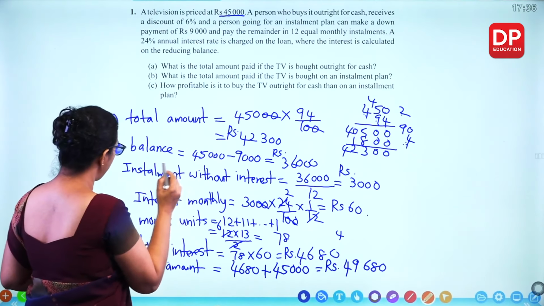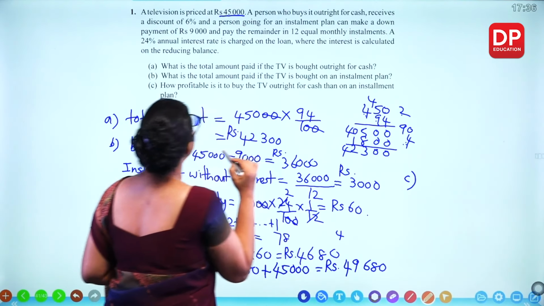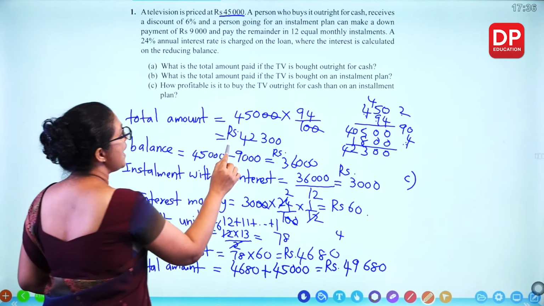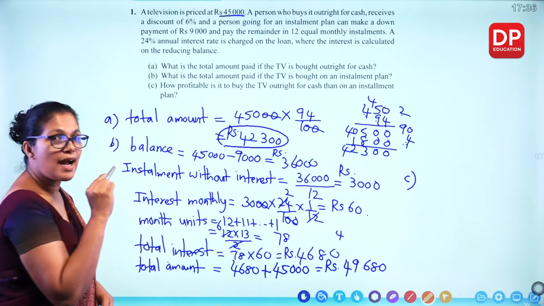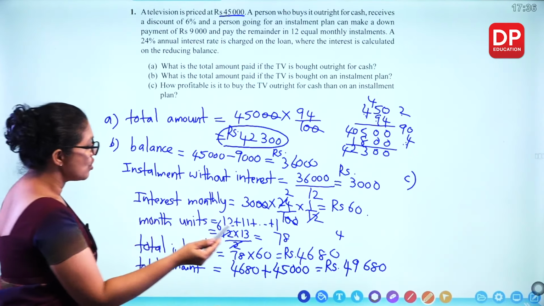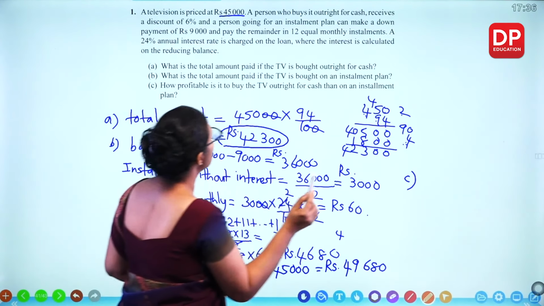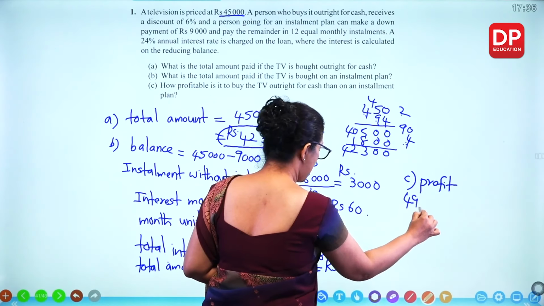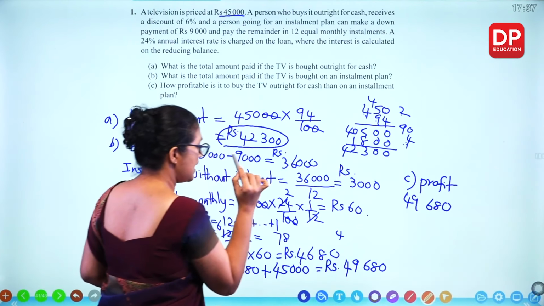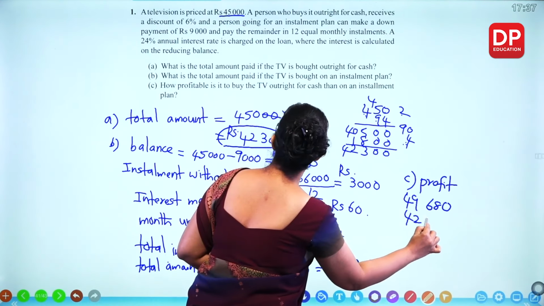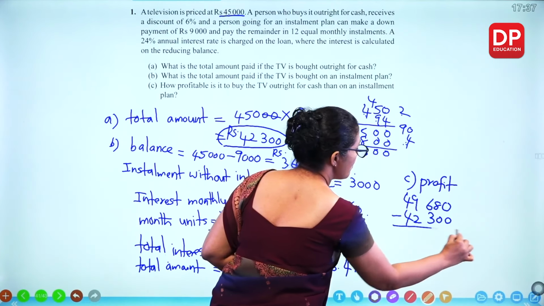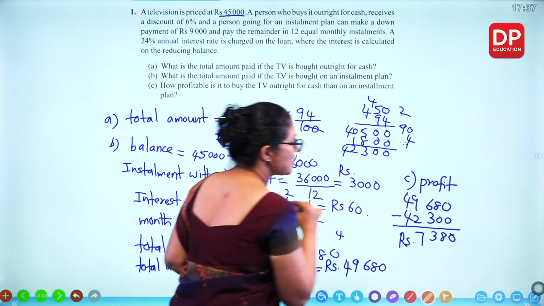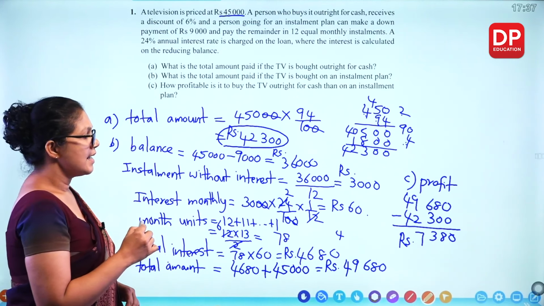Then part C is how profitable is it to buy the TV outright for cash. So he has to pay 42,300 if he pays by cash, and this is with the installment. So what is the profit? Profit is equal to 49,680 minus 42,300 rupees. You get, so the profit is 7,380 rupees.